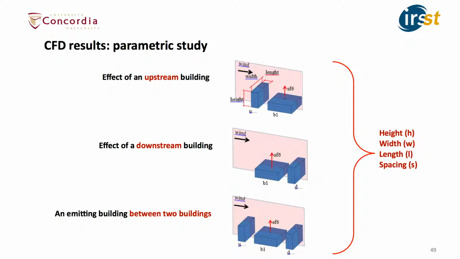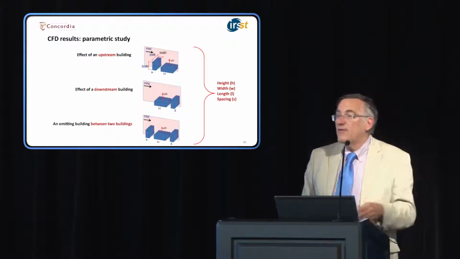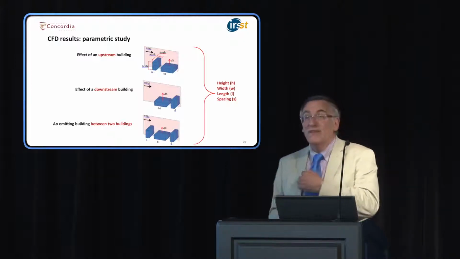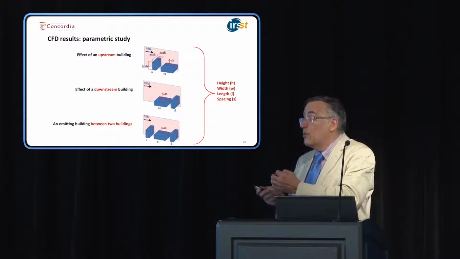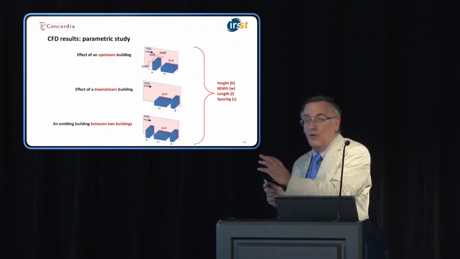Of course, now everything that you see here is a variable, so we have height, width, length, spacing between buildings, and so on, different parameters, so that you can see how the dispersion develops, or the concentration, same thing, how they develop for different cases. And this would be very important to come up with some design recommendations. So you see where we're going now.